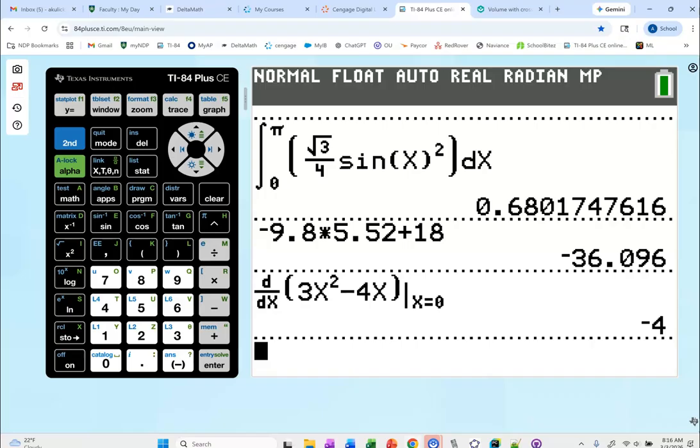What your calculator cannot do for you is it cannot give you the equation for the derivative. It can do these definite ones where it's asking for like the numeric value at a specific x. It can do that. It can't give you the equation. But you can use it to check. Let me show you how to do that.